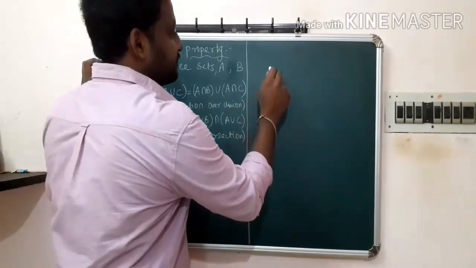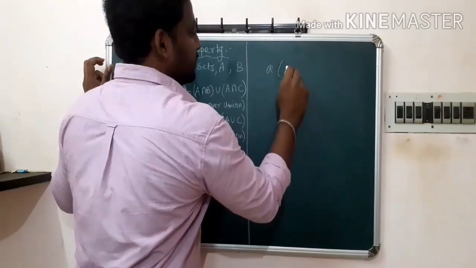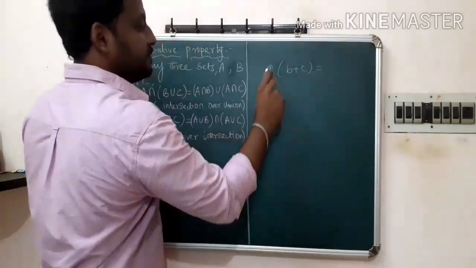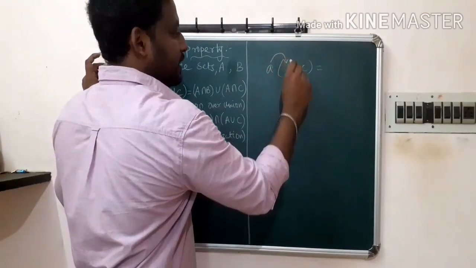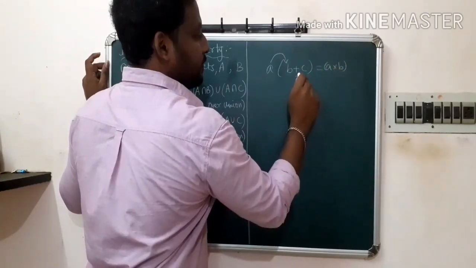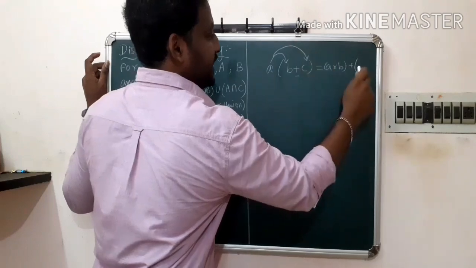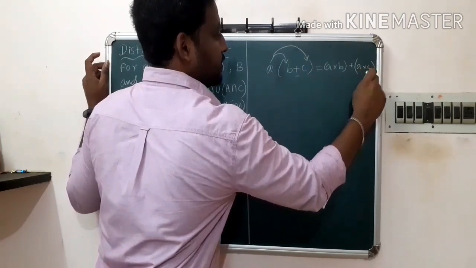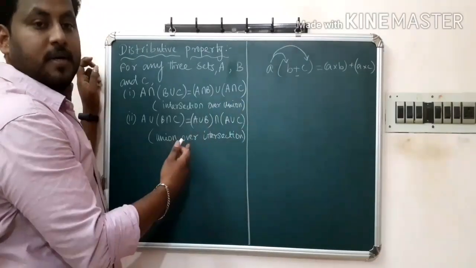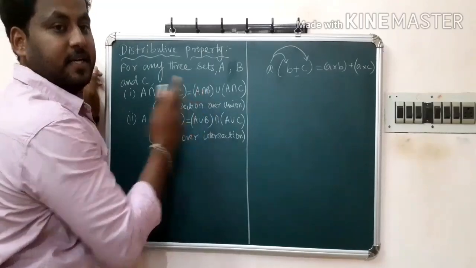For example, A into B plus C, which means A into B plus A into C. So this is called as a distributive property. Same over here, we have to use the intersection and then union.